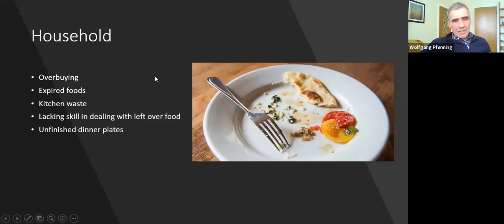At the household level, overbuying or not having the list when going shopping is one of the things that makes us buy too much food and then we can't use it, can't eat it, and so on. Expired food is probably the biggest issue, that people buy and not eat everything, and then it gets old and then they throw it out.